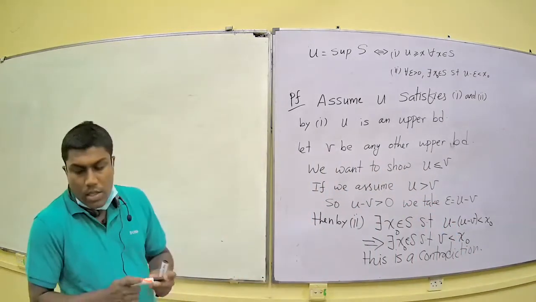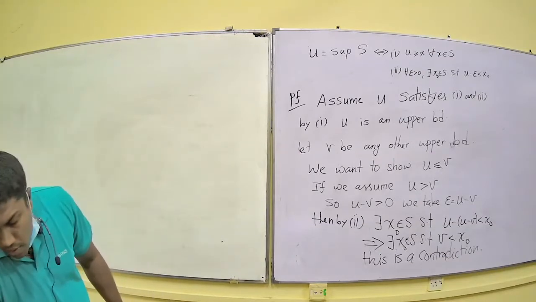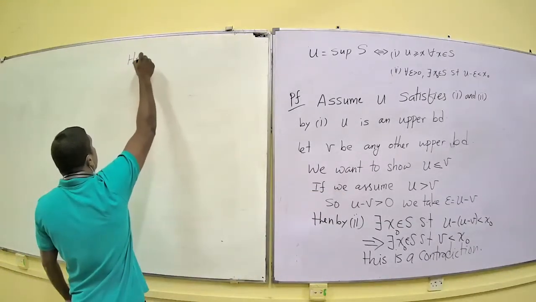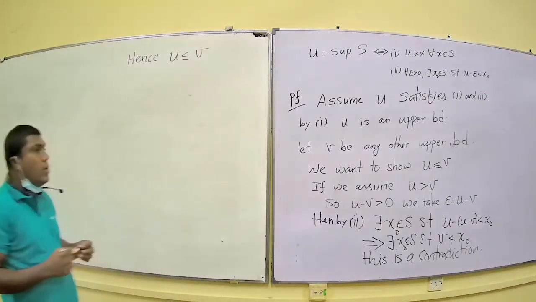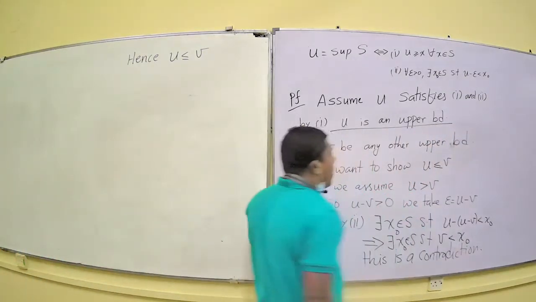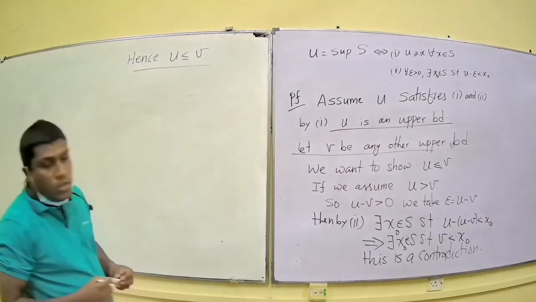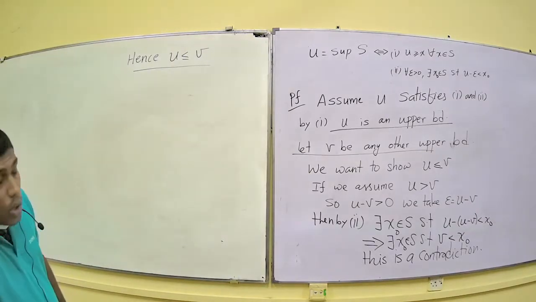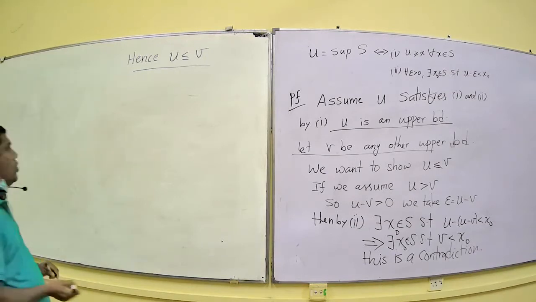Okay, so this one is a contradiction. Then what we assumed here is not true. Hence u is less or equal to v. So here we say that u is an upper bound, and for any other upper bound v, we show that u is less or equal to v. Therefore, we can say that u is the least upper bound, or in other words, u is the supremum.